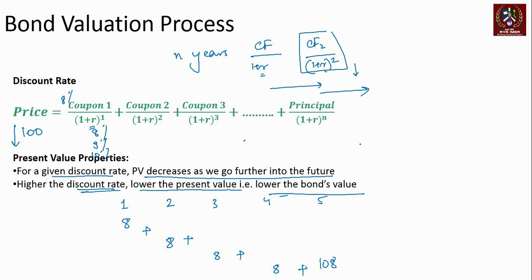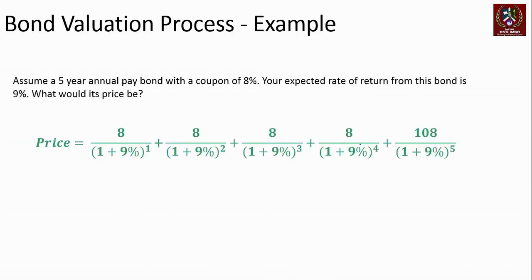We will look at this example as we go and try and solve. Let's assume there is a 5-year annual pay bond with a coupon rate of 8%. So as you look at this bond, it's a 5-year annual pay bond, coupon of 8%. So the payments are fixed at 8, 8, 8, 8, and 108.